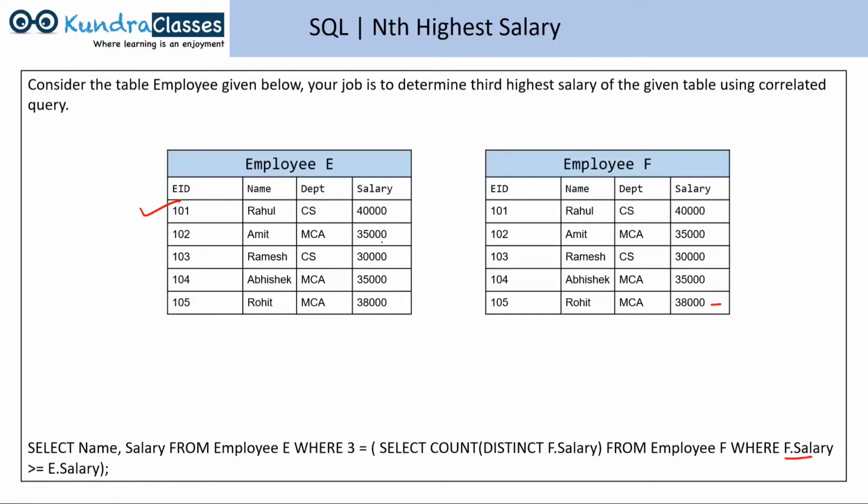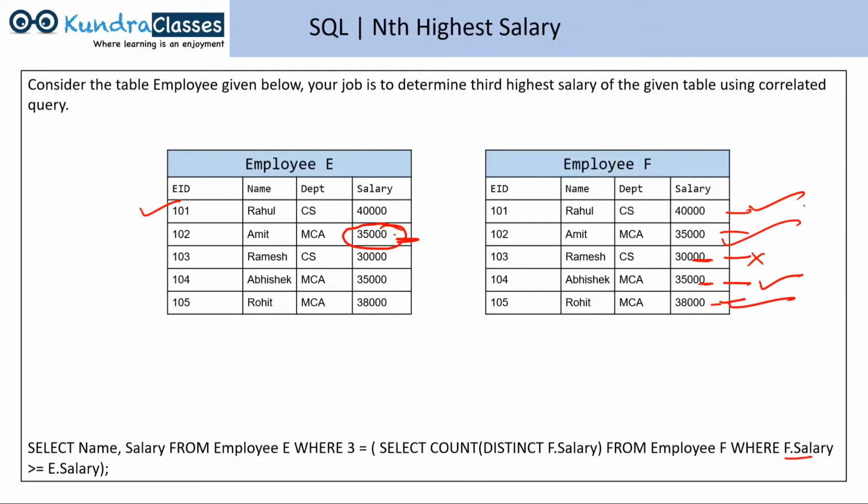So now I'll select this one, and I'll compare this salary with all the tuples of F table. Is this salary less than or equal to this salary? Yes, I'll select this. Is this salary less than or equal? Yes, I'll select. Is this salary greater than this salary? No, I'll not select this. Is this salary less than or equal to? Yes, equal to. I'll select this. Is this salary greater than? Yes, this salary is greater than.